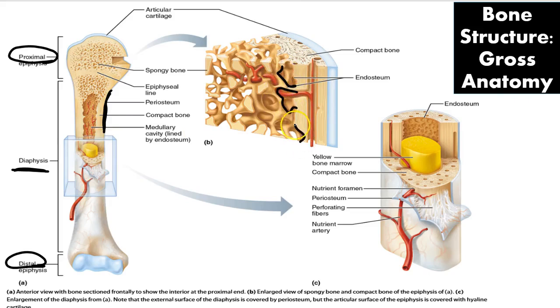All around here. Okay? Medullary cavity, yellow marrow, nutrient foramen, perforating fibers of the periosteum here, which we know is part of collagen as well that weaves into the bone matrix. So all those little details are just helping you review this stuff.